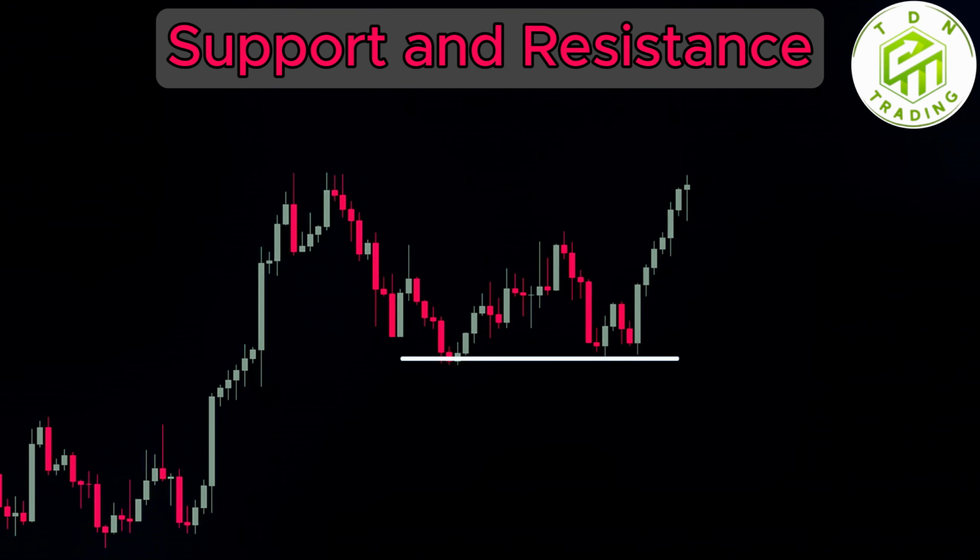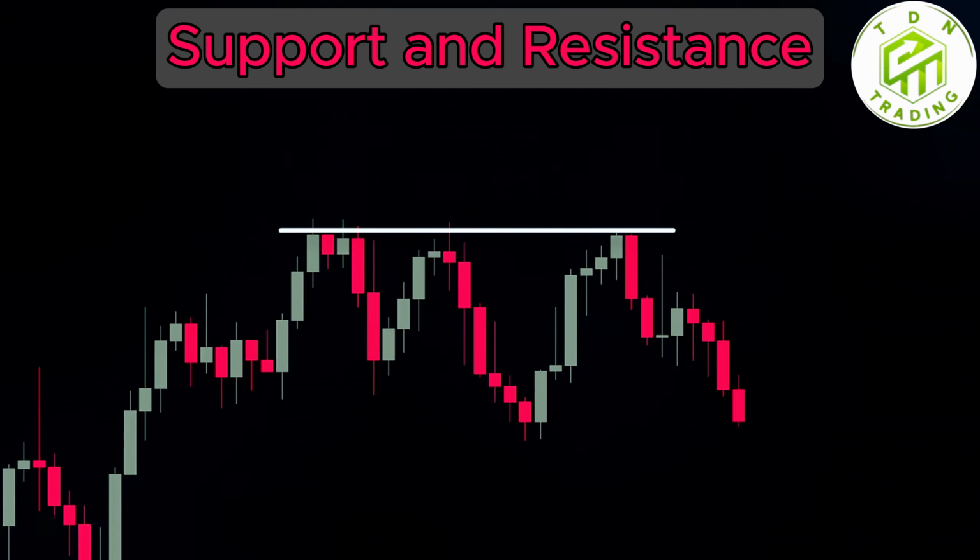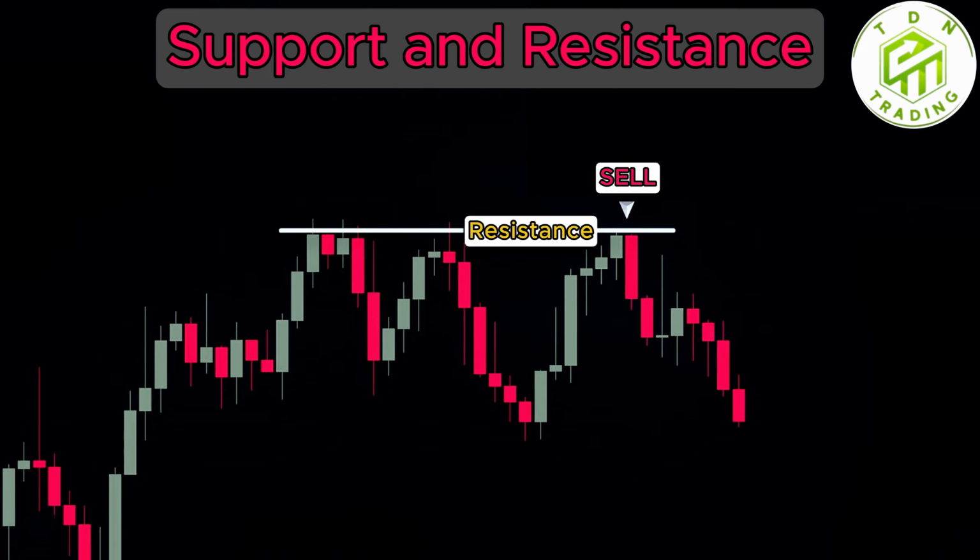If the level is below the price, it's called support, where you can take a buy position if the price approaches it, and if the level is above the price, it's called resistance, where you can take a sell position if the price approaches it.